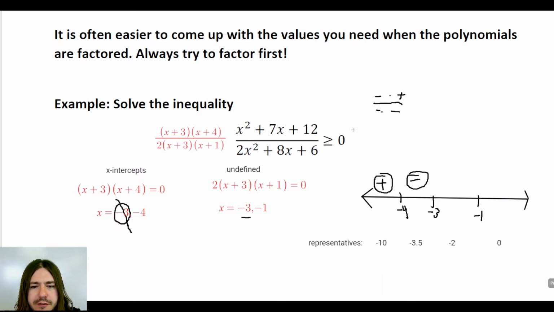If I plug in negative 2, that'll be a positive times a positive over a positive times a negative. So we got a positive divided by a negative, so here it is negative. And then finally, if I plug in 0, I'm going to get a positive times a positive over a positive times a positive. I don't need to write all this. It's just going to be positive.